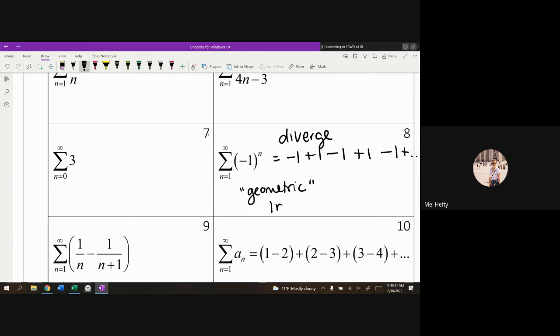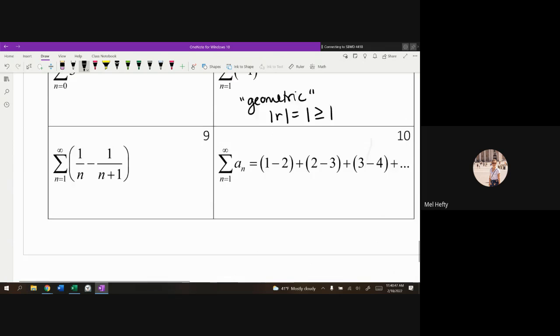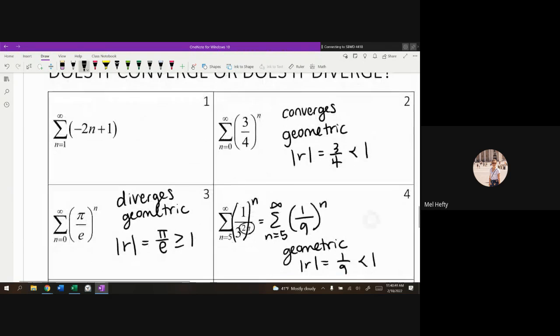What would the R be? Absolute value of -1. So we'd get 1. Oh, sorry, -1 for the R. Yes, and then the absolute value would be 1, which is greater than or equal to 1, so this would diverge technically as well. All right, those were all the ones that I would consider geometric.